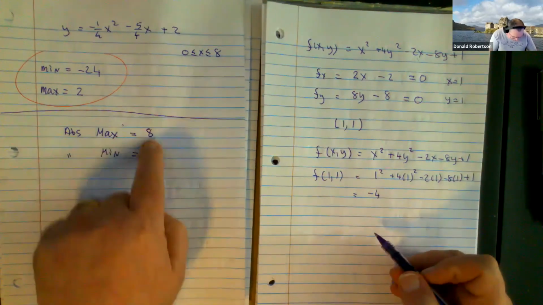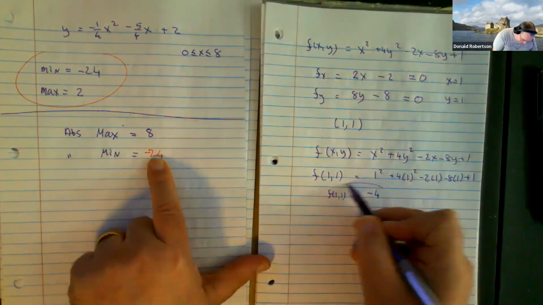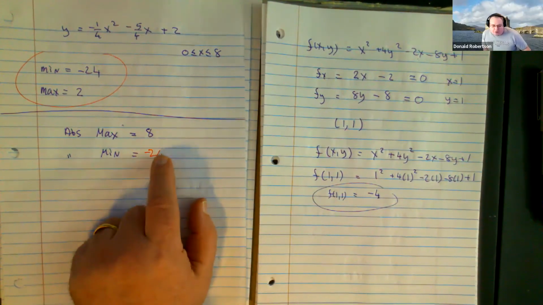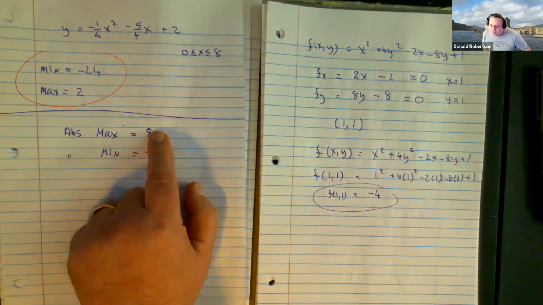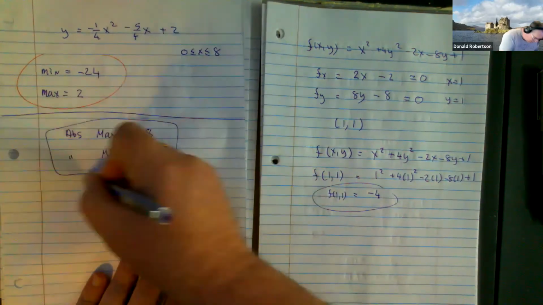Now, remember our 2 choices here? Does that number beat either of them? Is it lower than this one or is it bigger than that one? And the answer is no. So isn't this now our final answer? We're done.